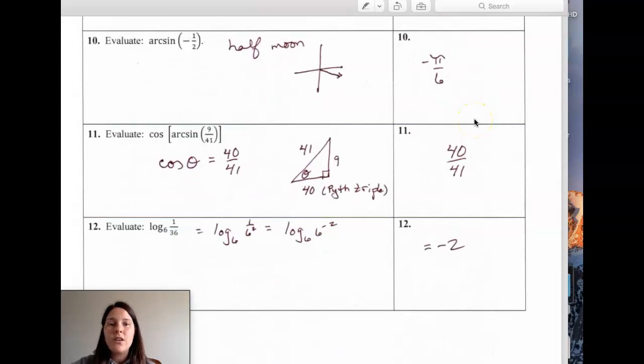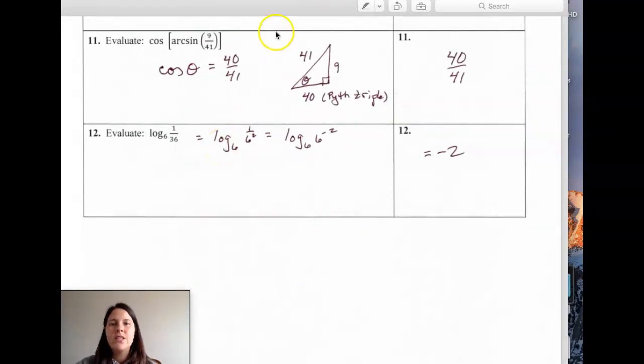10, 11, 12, these are all review questions from pre-calc. So we have to think about the range of the arcsine function. Arcsine is a half moon because it's positive in the first quadrant, negative in the fourth quadrant. So we have to think about rotating backwards into the fourth quadrant. That gives us that negative pi over 6 value.